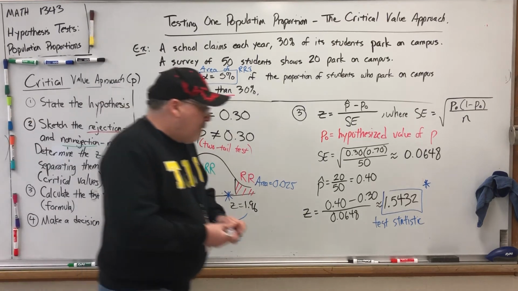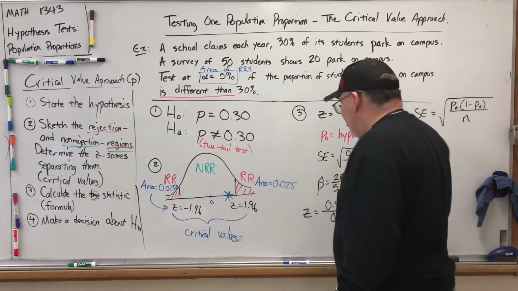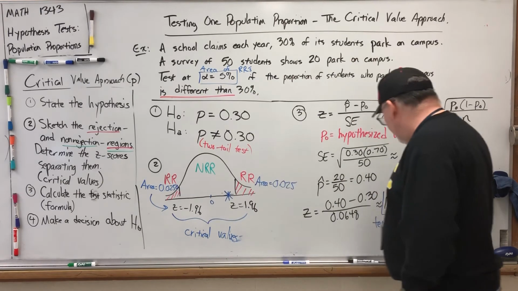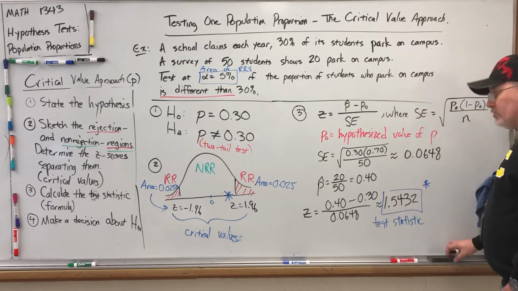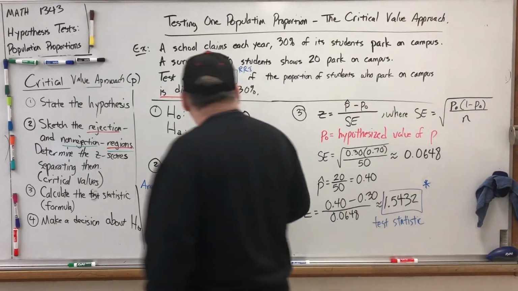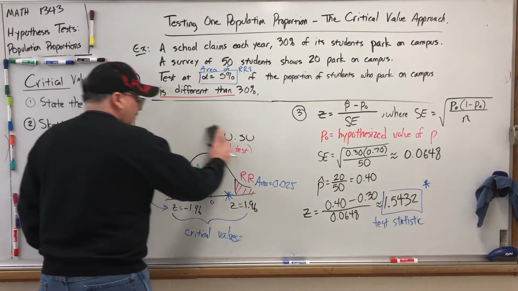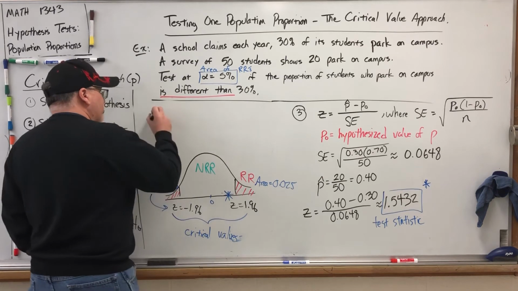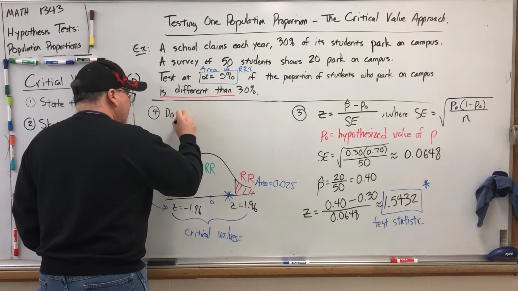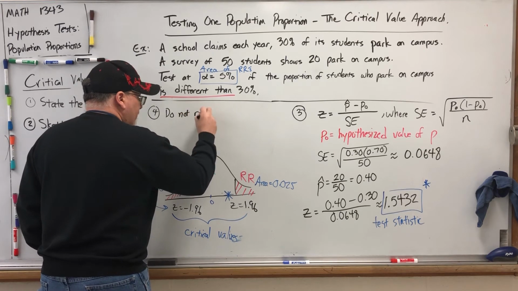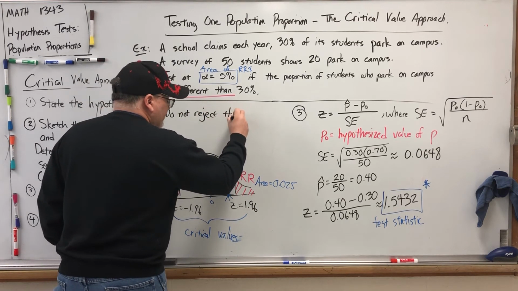Based on where your test statistic lands relative to your critical values, you only say one of two things: reject the null hypothesis or do not reject it. Since I am in the non-rejection region, my fourth step is to simply say, do not reject the null hypothesis.